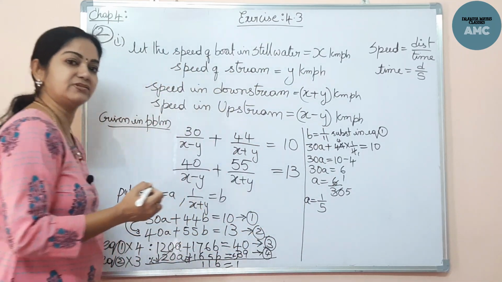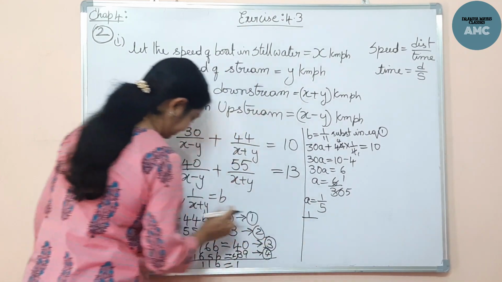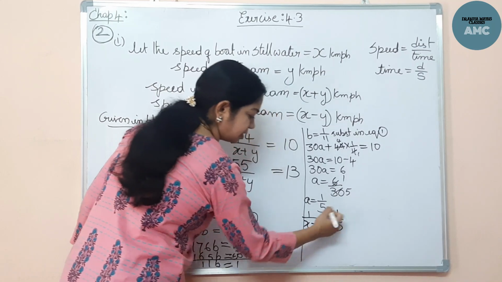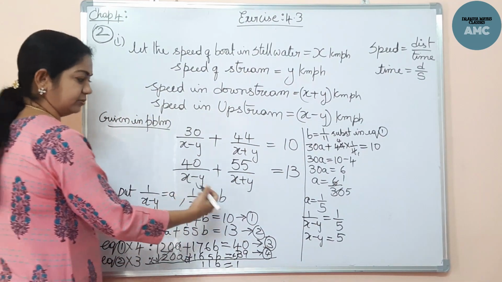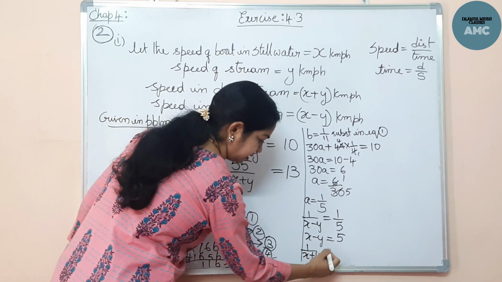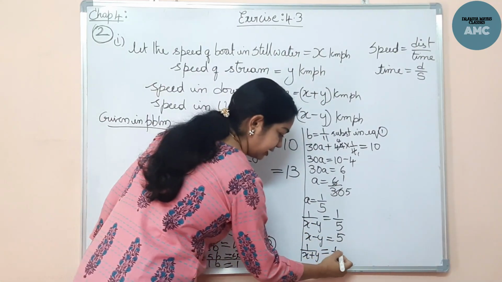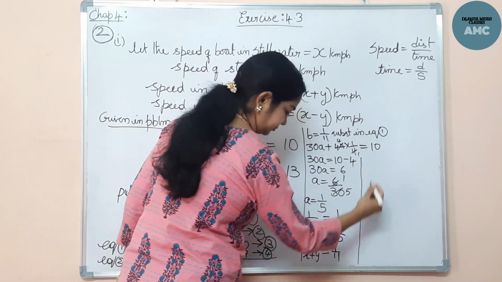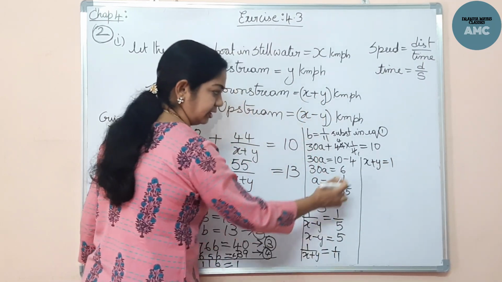b is 1 by 11, a is 1 by 5. Now we'll reduce a and b. What are a and b? Here 1 by x minus y is the a, so that is 1 by 5. Cross multiply: x minus y equal to 5. And again the b value is 1 by x plus y, what is the b value we got? 1 by 11. Cross multiply, you will be getting x plus y equal to 11.